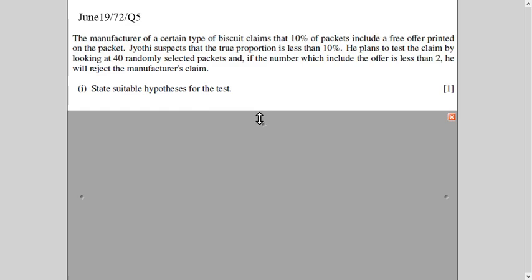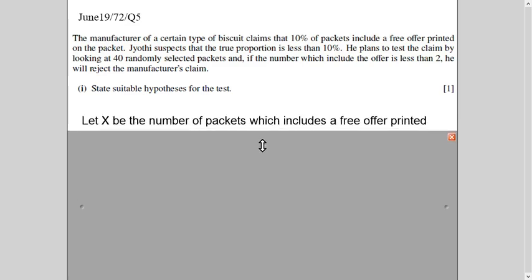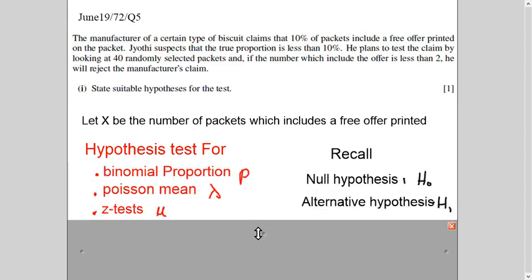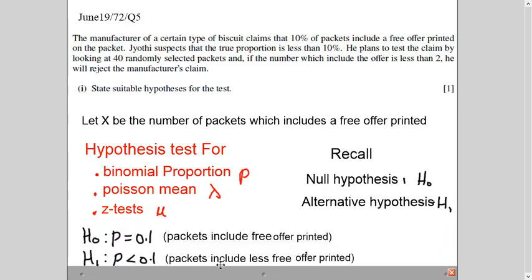Now, here you need to understand what confuses a student at times: how many suitable hypothesis tests are there? You need to recall there are 3 which are part of the A-level syllabus: binomial proportion, Poisson mean, or z-test, which is normal mean. So it is one of these. If you look at the question, he's talking about proportion. Hence, you will write the null hypothesis such that proportion equals 0.1. 0.1 is 10%. And the alternative hypothesis is less than 0.1. So this is the manufacturer's claim and this is the suspect thing.